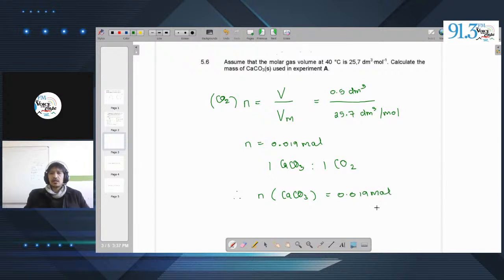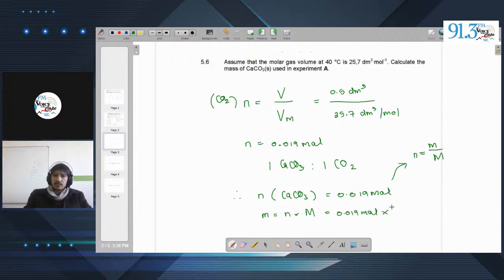But that is not the end of our problem. They asked us to calculate the mass of calcium carbonate. Well, we need to calculate mass. We have number of moles. Immediately, we should know we need to use the equation n equals m over M. We just rearrange it, and we're going to get m is equal to n times molar mass. Now, this is 0.019 mole.